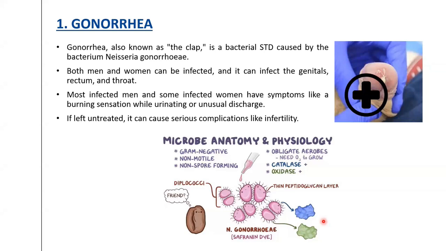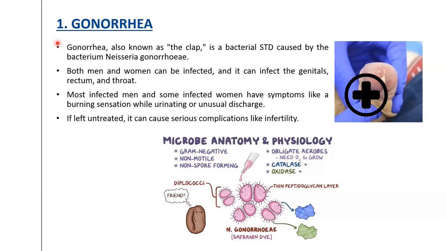So number one is gonorrhea. It is also known as the clap. It is a bacterial STD caused by the bacterium Neisseria gonorrhoeae. We are going into the details step by step. In the previous slide we divided all the STDs into bacterial STDs, viral STDs, and parasitic STDs. Now we are going into the details of the bacterial STDs.